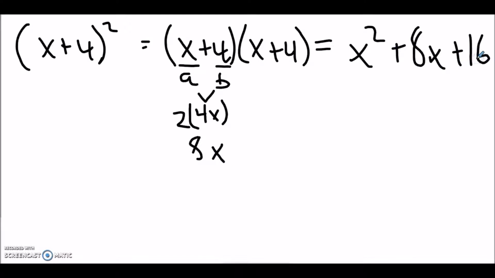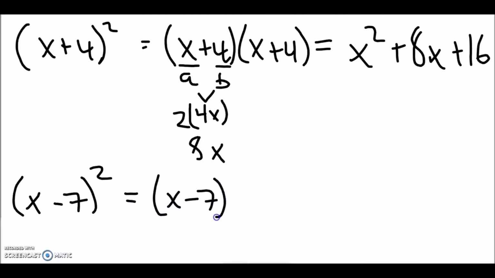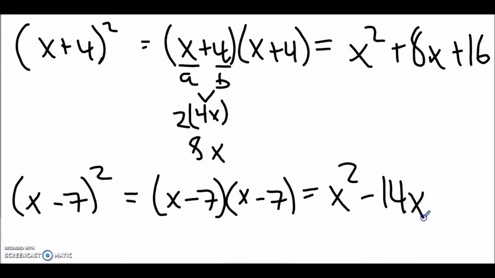Again, if you want to write it out, you don't trust yourself, you really don't like making mistakes like Mr. Repka, write it out. Or you want to save some time, go fast, show off to your friends, then skip straight to the answer. Like this would be x squared minus 14x plus 49. So x times 7 is 7x, multiplied by 2, so negative 14x. Let's try two more here.